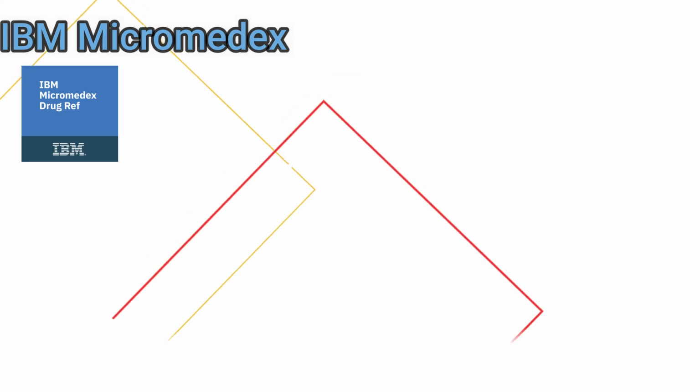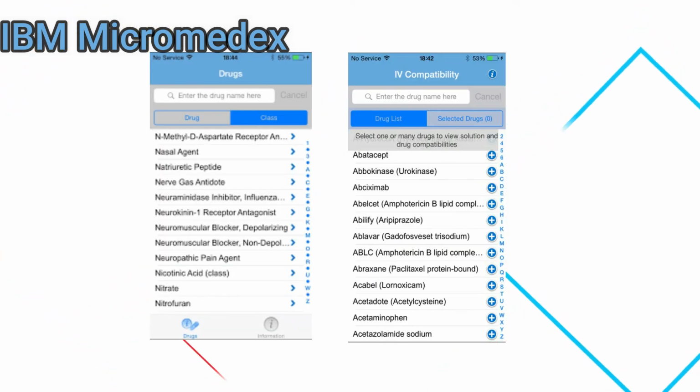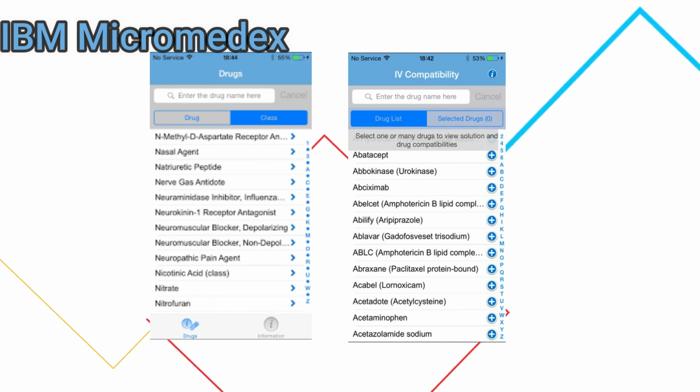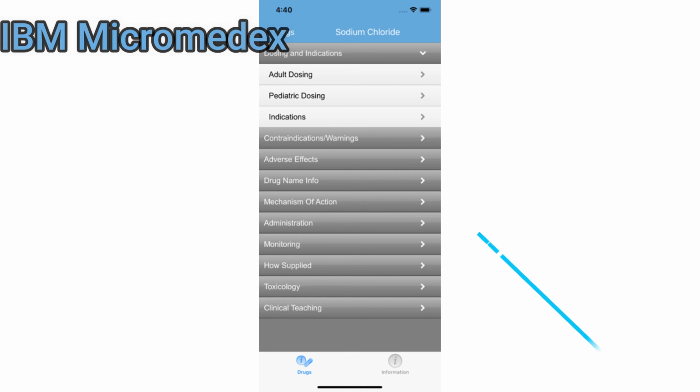IBM Micromedex is one of the most useful medical applications for all medical staff. The drug reference app is a subset of the full Micromedex site. It contains summary drug information on over 4,000 terms. The new drug information content is available approximately every 4 weeks.